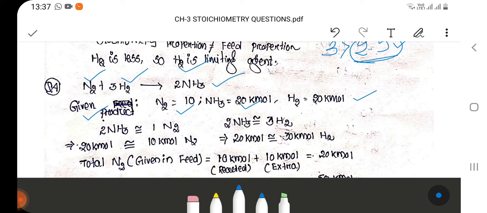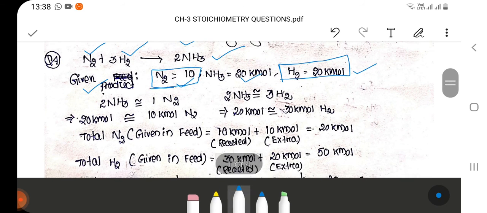So the product stream is given. The nitrogen present in the product stream is the unreacted nitrogen, and the hydrogen present in the product stream is unreacted hydrogen. Now we know that 2 mole of ammonia will form from 1 mole of nitrogen. So 20 kilomole of ammonia is formed from 10 kilomole of nitrogen. Similarly, 2 mole of ammonia requires 3 mole of hydrogen to react. So 20 kilomole of ammonia requires 30 kilomole of hydrogen.